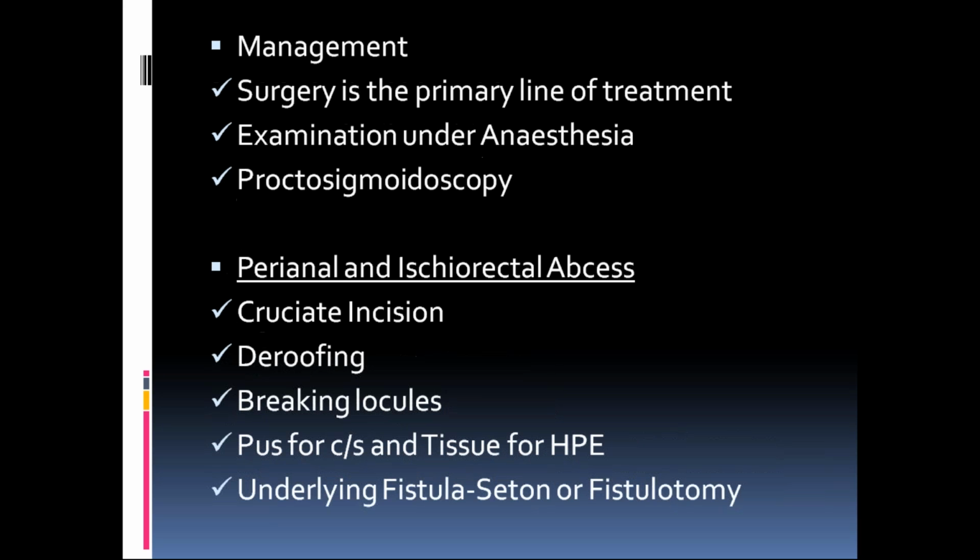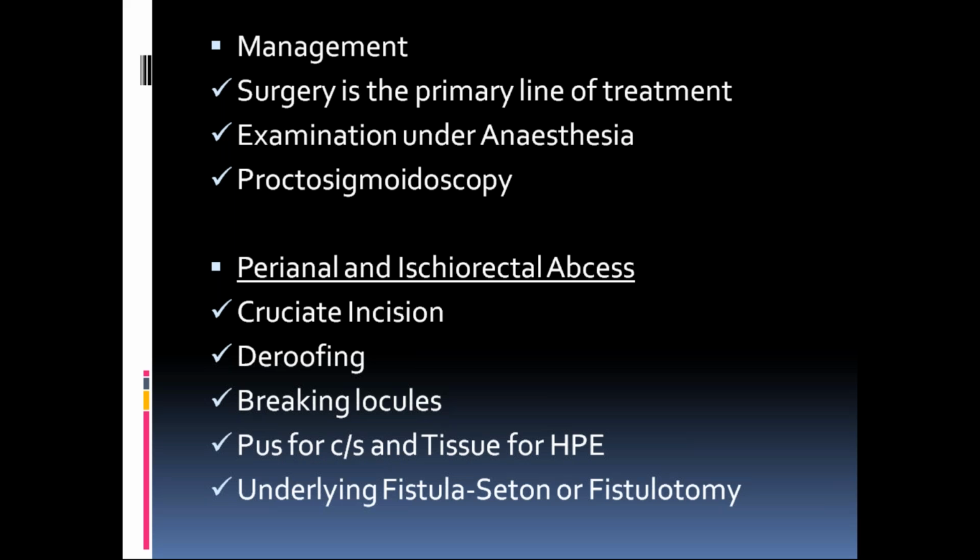Okay. So how do you manage? The management of anorectal abscess, or any abscess in the body, is surgery, only surgery. The treatment anywhere is incision and drainage. Before doing the incision and drainage, you should not do this under local anesthesia. The patient has to be thoroughly examined, given spinal anesthesia, and taken to the operation theater. The patient is kept in the lithotomy position. If required, a proctosigmoidoscopy can be done.